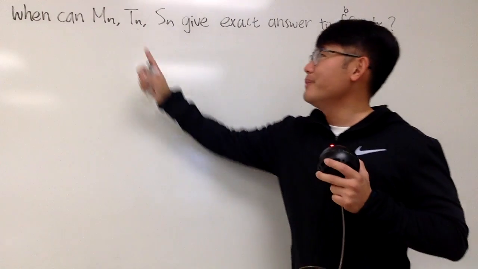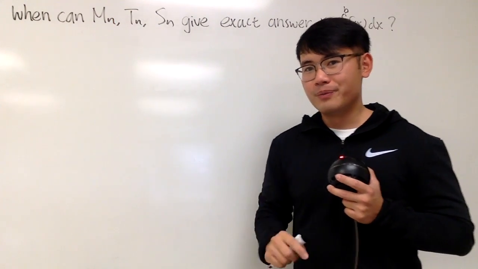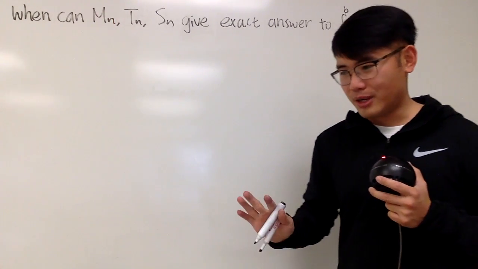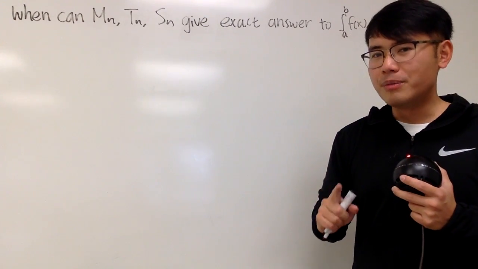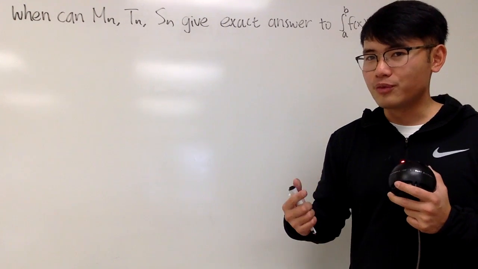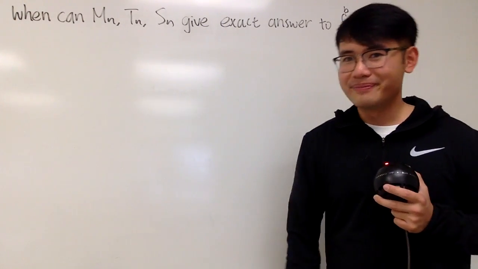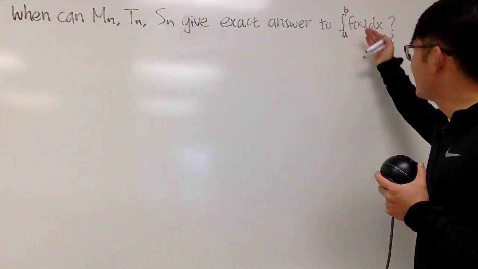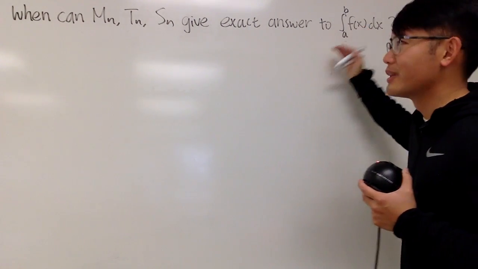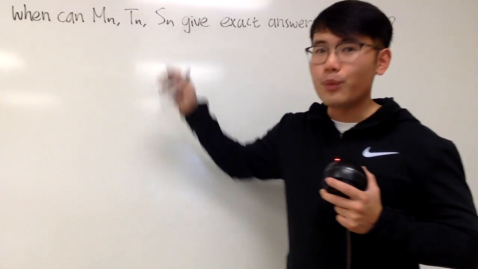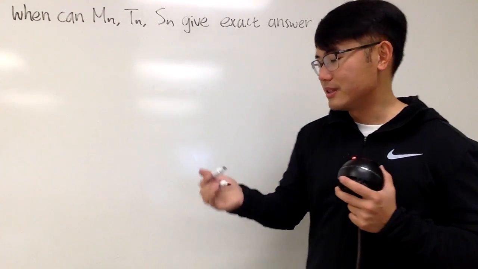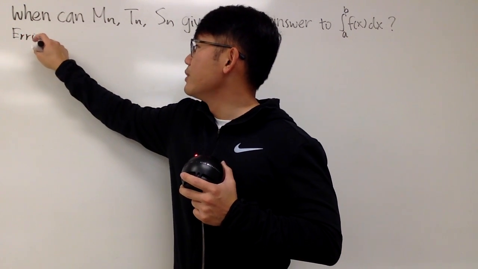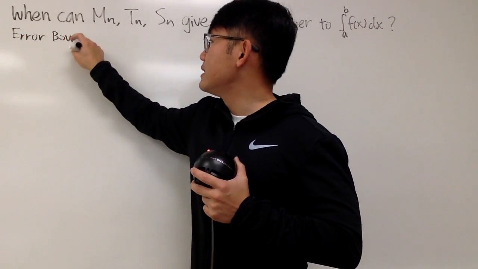And let me tell you, this and that, we can just do them geometrically, but for Simpson's rule, not so much. It's okay though, because remember, we have the error bounds formulas for all these three. So that's what we're going to use to solve this question. We're going to find out the condition on f so that this and that will give us exact values. Well, let me write it down right here for you guys. Let's look at the error bounds.